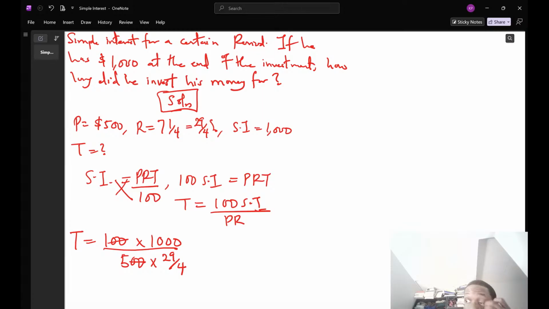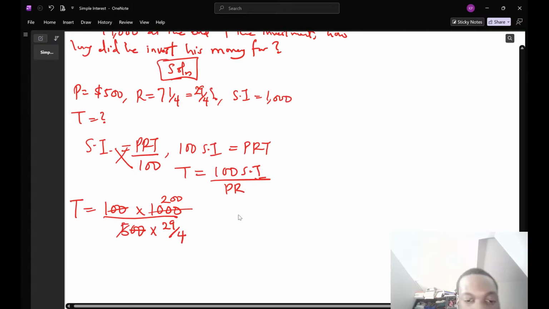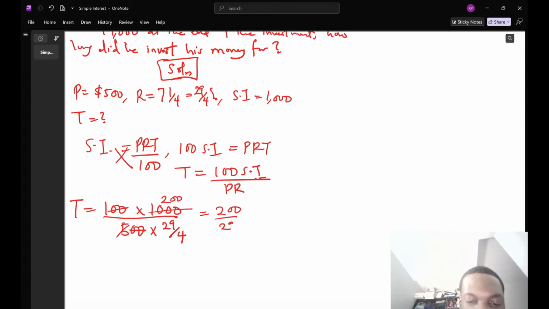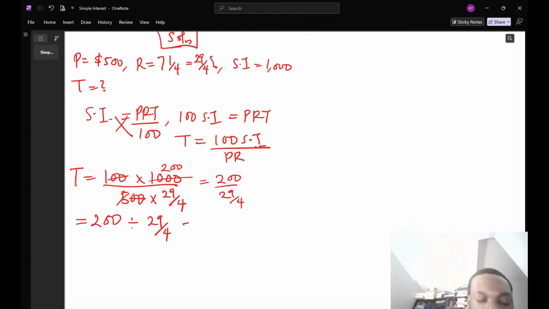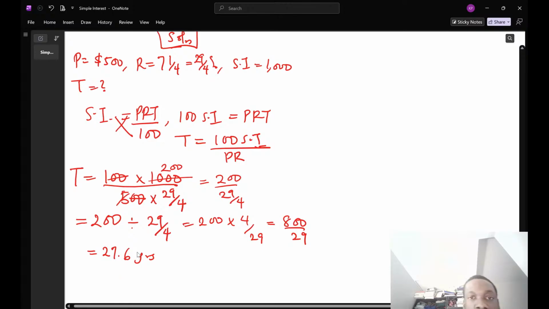Okay, so now 1000 divided by 5. Let's do 1000 divided by 5. That's 200. So now we have 200 divided by 29/4. In this case, I'll write it like this: 200 divided by 29 over 4. When we are given division like that, we change this to multiplication, so 4 goes up, 29 goes down. So that will be 200 times 4/29. 200 times 4 is 800 divided by 29. Let me punch that in the calculator. We have 800 divided by 29. That will be 27.6 years. So it's going to take 27.6 years to get that amount.